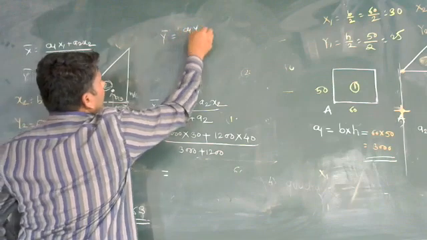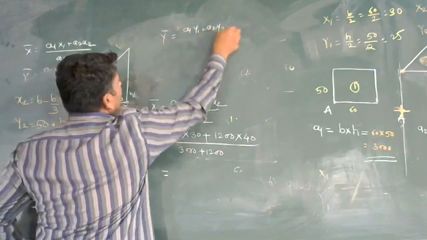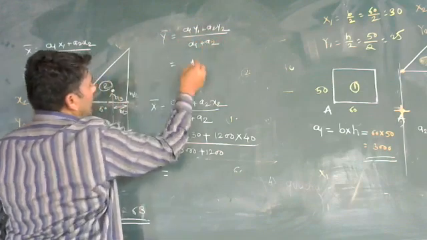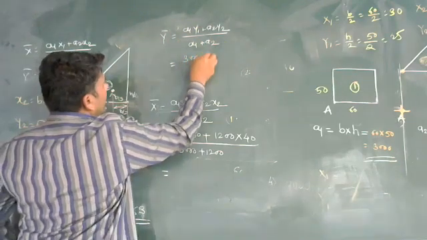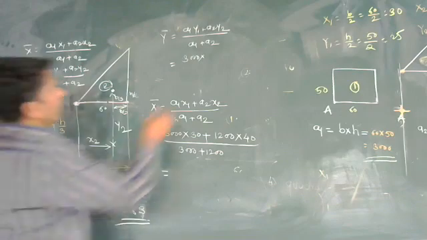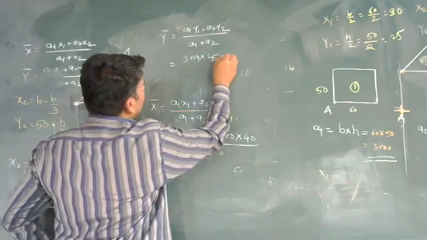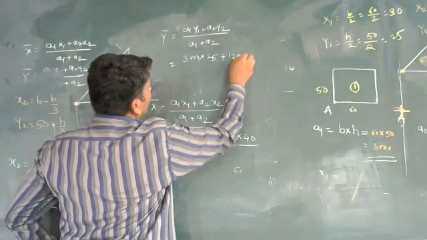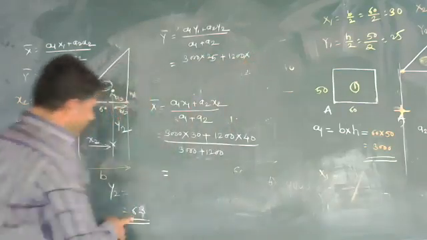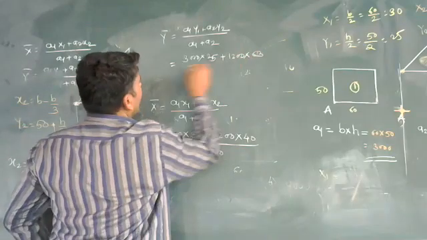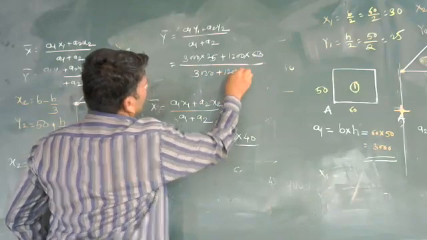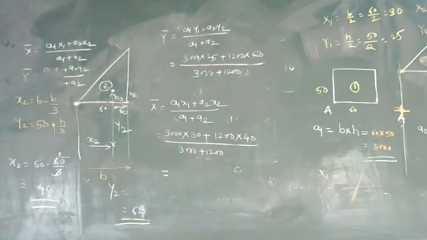y bar is A1 y1 plus A2 y2 divided by A1 plus A2. So A1 I know is 3000 into y1. Y1 was 25. Please check this. Plus 1200 into y2. Y2 is 63, divided by 3000 plus 1200. Now do the calculation.